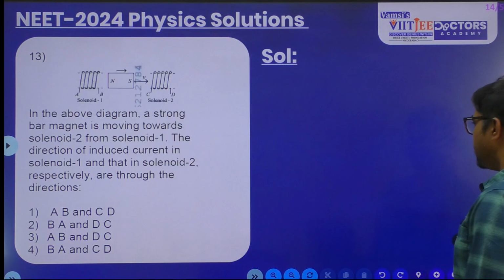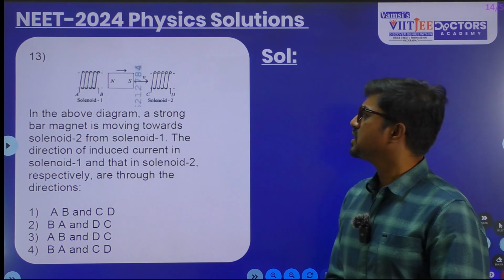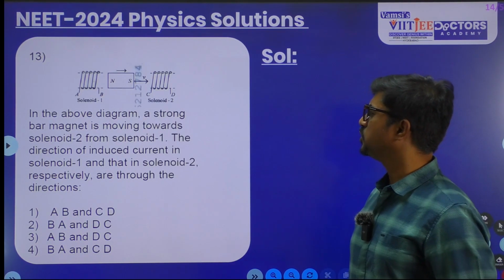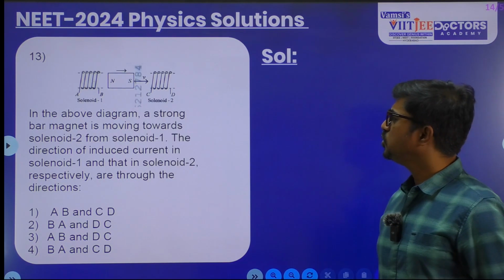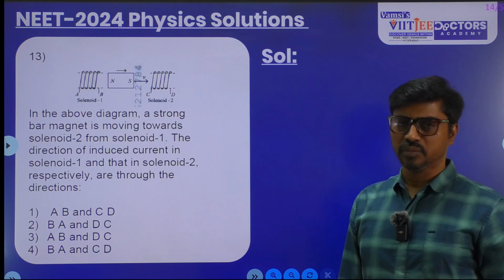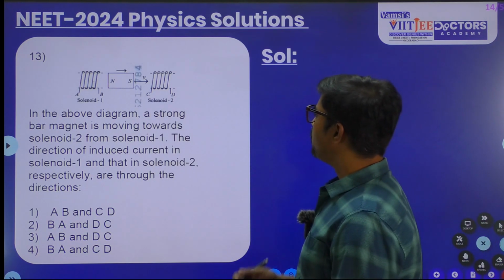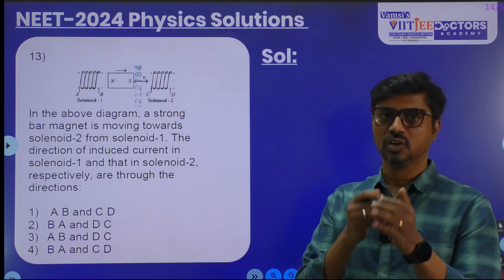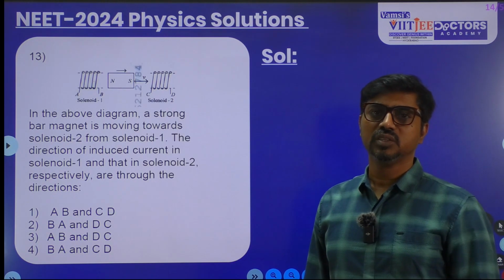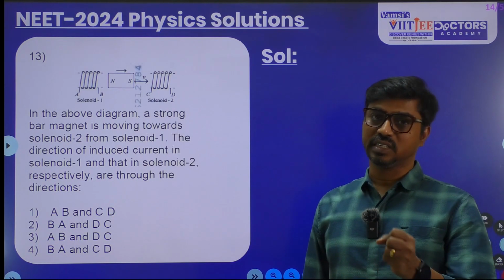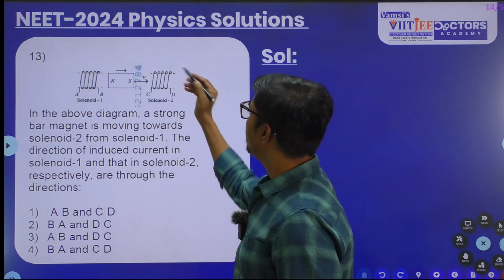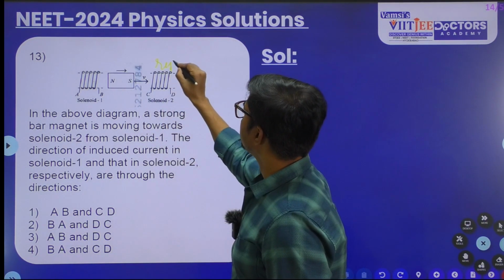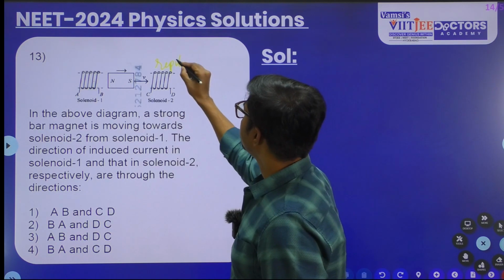Very straightforward question. Yeah, this question is slightly tough. It's a conceptual question related to electromagnetic induction, Lenz's law. Whenever the magnet comes closer to the coil, the coil will repel. Whenever the magnet goes away from the coil, the coil will attract it. So you need to know that. So you see that this magnet is coming closer to the coil, meaning this experiences repulsion.